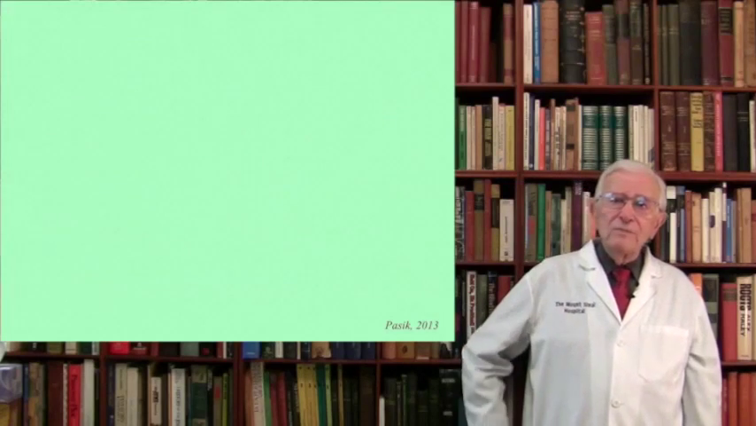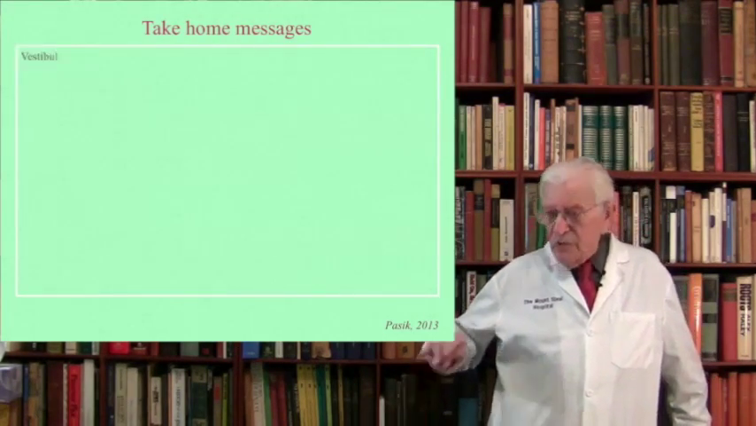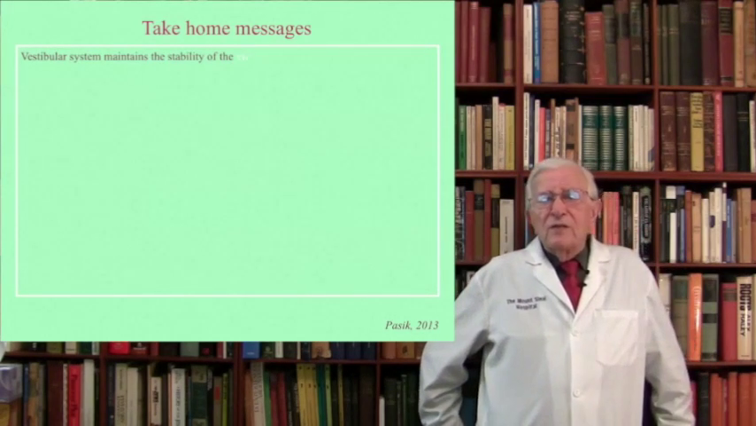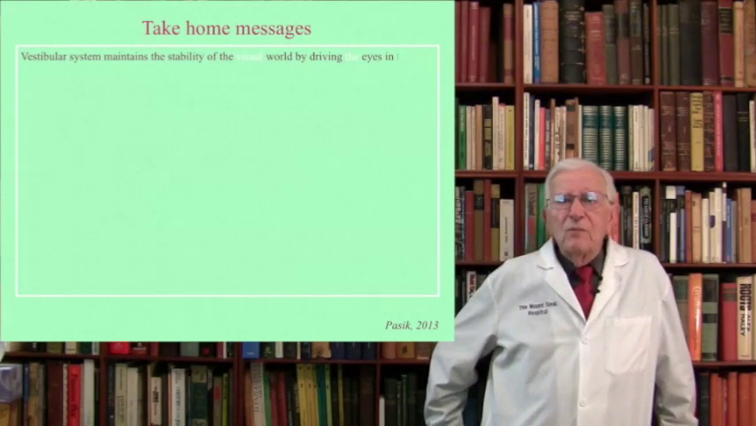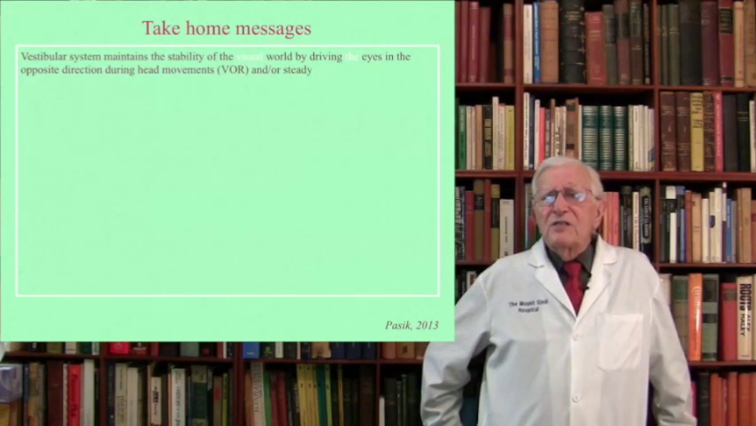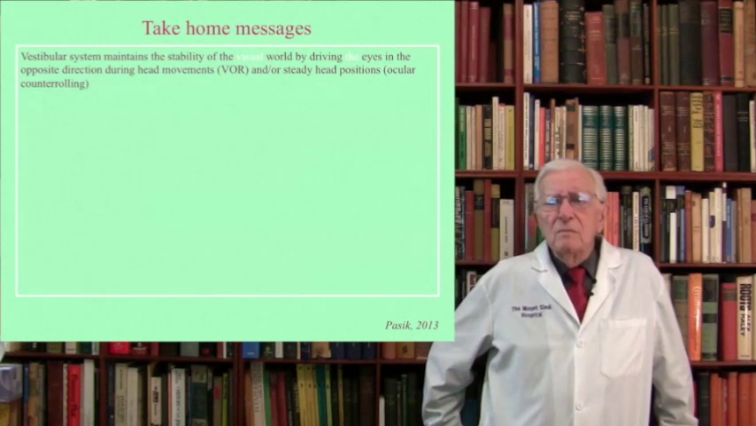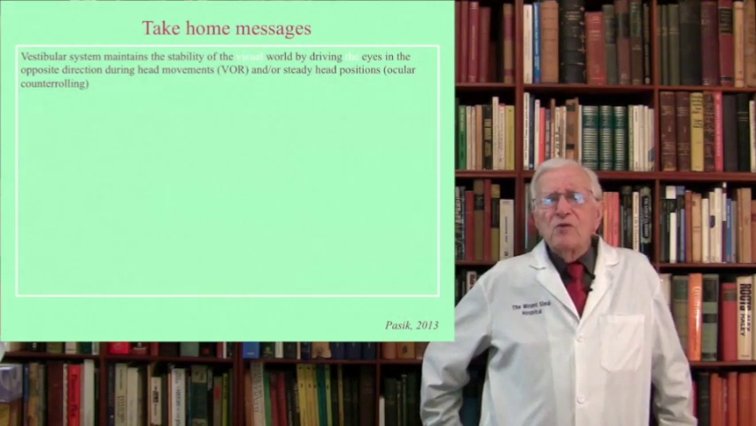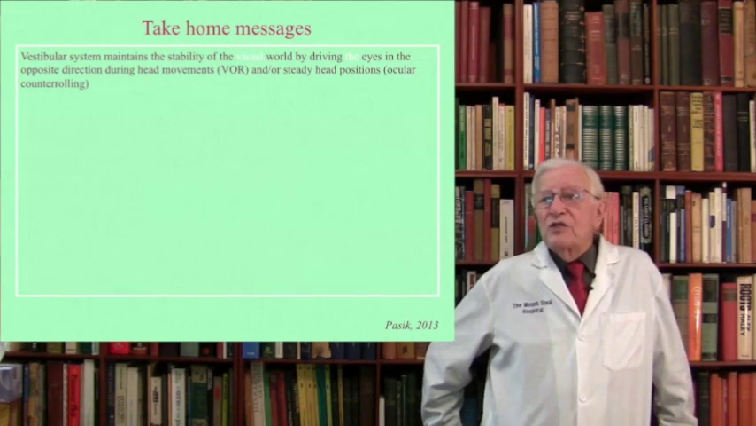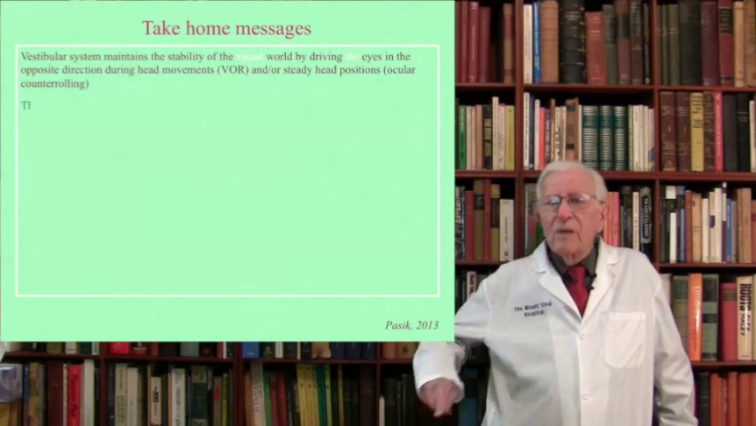Now, lastly, let's take a few home messages. I'll read them a little bit. The vestibular system maintains the stability of the visual world by driving both eyes in the opposite direction during head movements, that's the VOR, and or steady head position, that's the ocular counter-rolling that I discussed before.